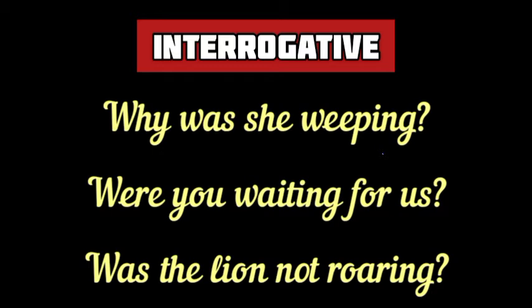And if it is an open question, for example, why was she weeping, then the WH word or the question word, for example, why, comes first of all, followed by the auxiliary verb was, and the ing form of the verb comes after the subject. So this is how we use the past continuous tense in affirmative, negative and interrogative sentences.